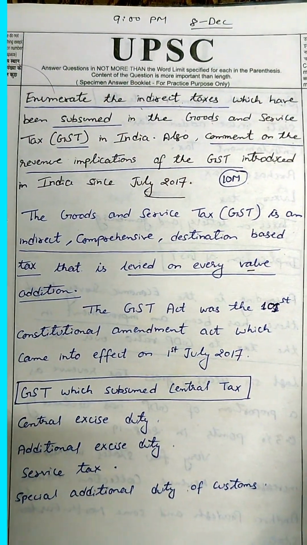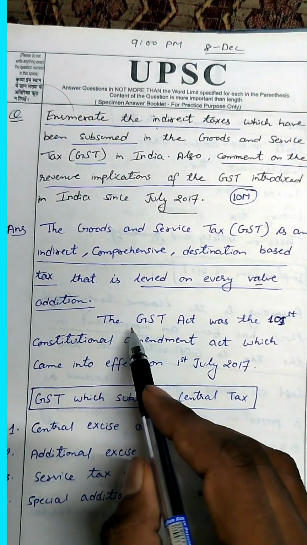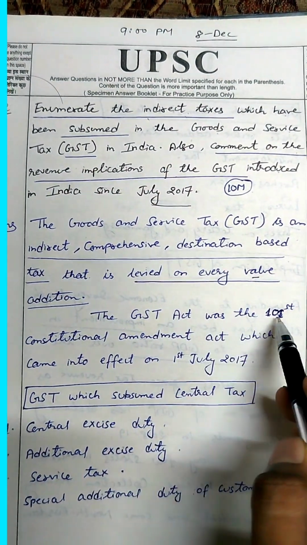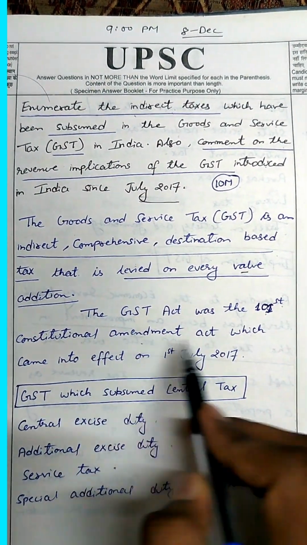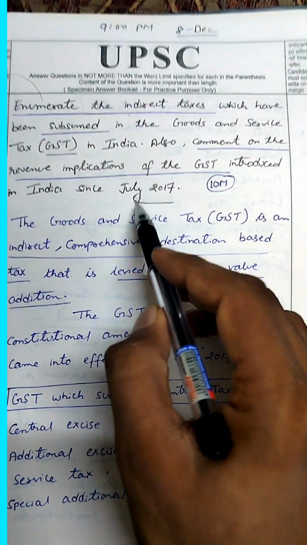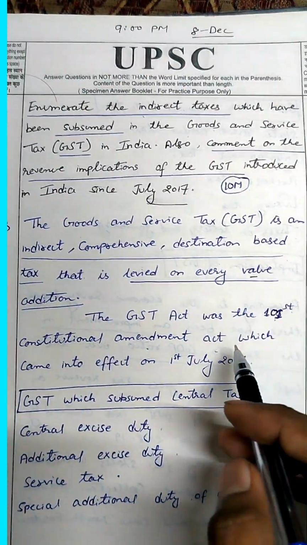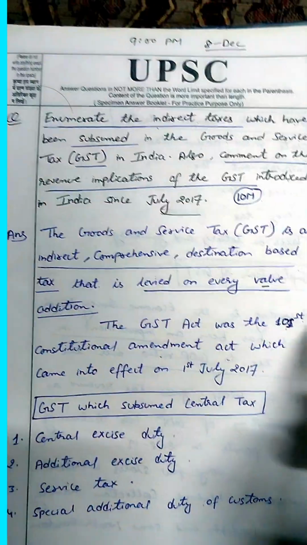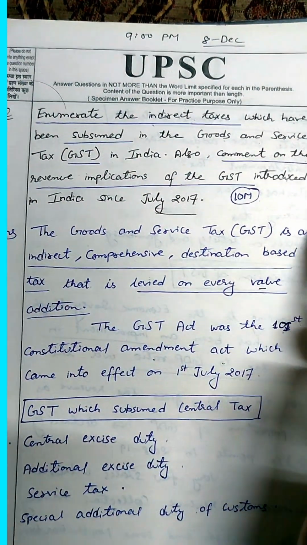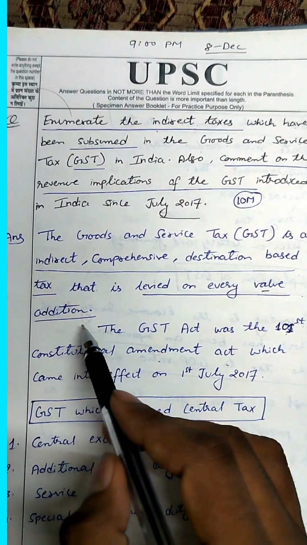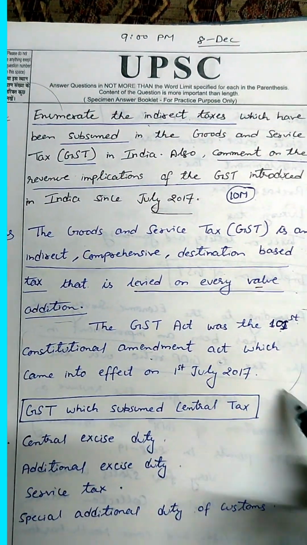Okay, fine. So now the GST Act was the 101st Constitutional Amendment Act, as it is saying about July 2017. Now how it comes, it should be in the intro part only. Or in the intro part, you can say that much. Now your body has started.